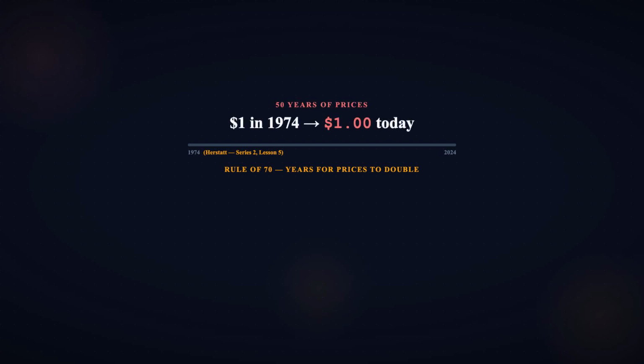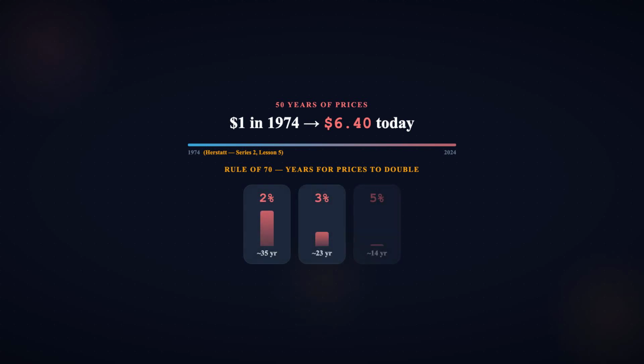Let us zoom out to decades. $1 in 1974, the year Bankhaus-Herstatt collapsed and changed banking regulation forever. A story we will tell in a later lesson. That $1 would need roughly $6.40 today to buy the same basket of goods. Groceries, rent, tuition, all repriced upward, while the denomination on the bill stayed the same.